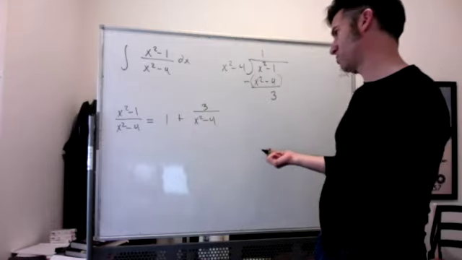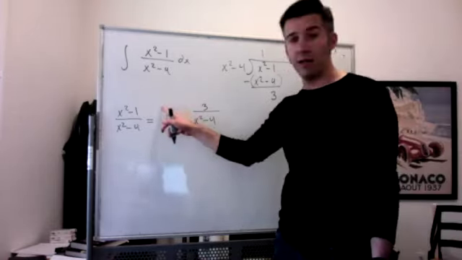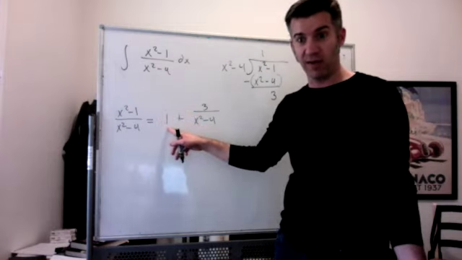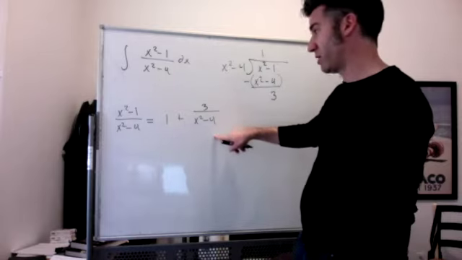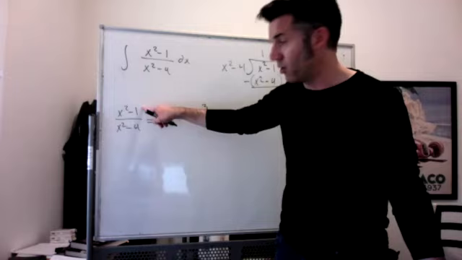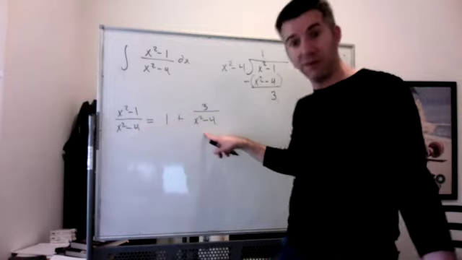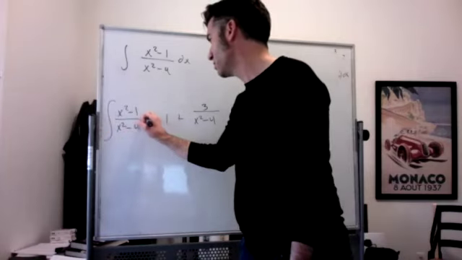Which makes sense if you think about it, because you could rewrite 1 as x squared minus 4 over x squared minus 4, and then x squared minus 4 over x squared minus 4 plus 3 over x squared minus 4 would give you x squared minus 4 plus 3, which is x squared minus 1 over x squared minus 4. So this is definitely equal to this. And then we're going to integrate that.